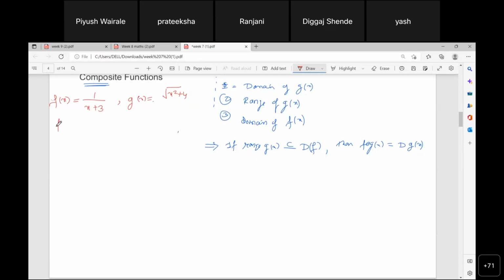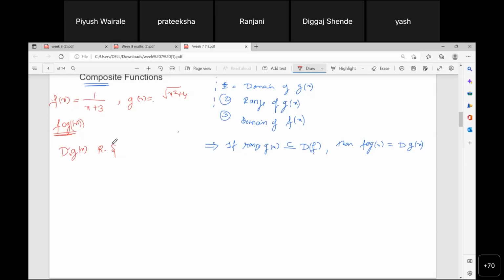So now I want to find out fog of x, the domain of this particular function. Just apply these steps. First find out the domain of g. So what is the domain of g of x? Yes, anyone? Only R. It can take all the values, right?